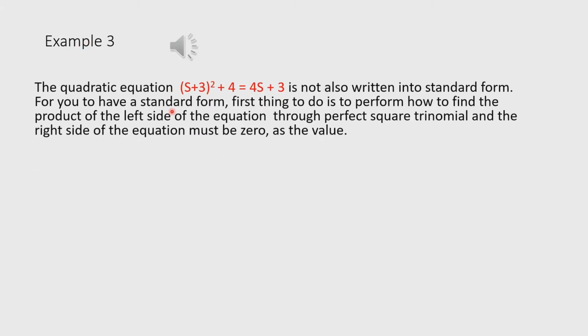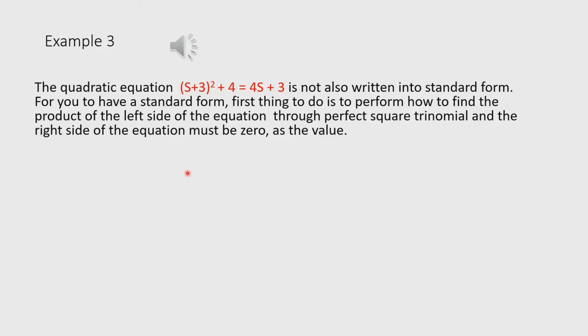The quadratic equation in example 3, the quantity s plus 3 squared plus 4 is equal to 4s plus 3, is also not written in standard form. For you to have a standard form, the first thing to do is to find the product on the left side of the equation through the perfect square trinomial, and the right side of the equation must be 0 as the value.